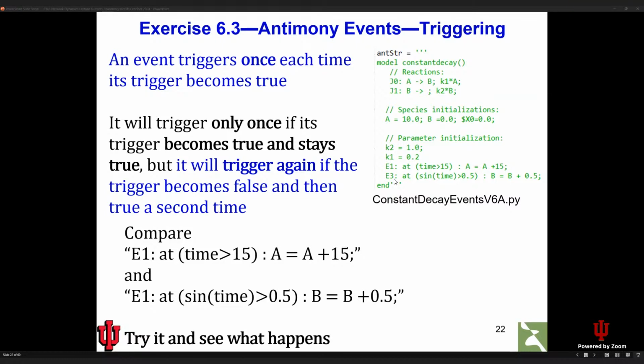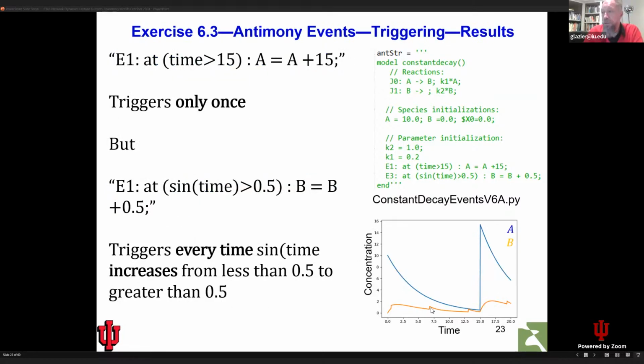It's an oscillation-like figure. So you get repeats. Now it's repeated. It's a little hard to see because B doesn't change that much, but okay. So every time sine goes from less than 0.5 to greater than 0.5, it'll trigger.